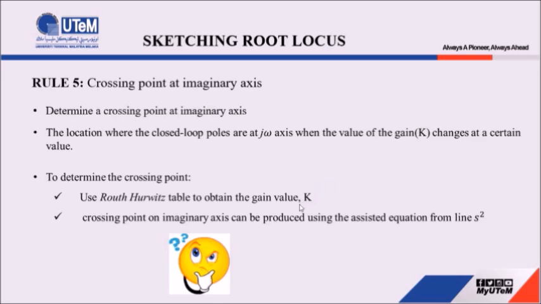After we get this value of k, the crossing point on the imaginary axis can be produced by using the equation from the s squared row, which we call the auxiliary equation. You can recall what you have learned in control system fundamentals on how to get this. This value is actually the value of k for the system before it becomes unstable.